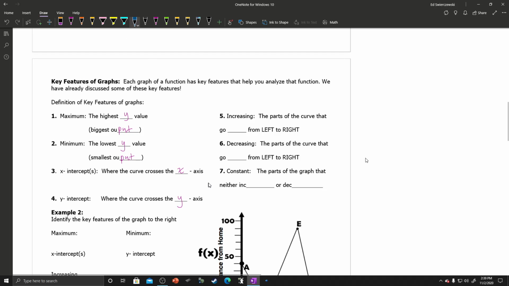And we've talked about where the graph is increasing, decreasing, or constant, but just to remind ourselves, right? Increasing is the parts of the curve that go up from left to right. Decreasing are the parts of the curve or graph that go down from left to right. And finally, the parts of the graph where the graph neither increases or decreases are called constant. So those parts of the graph where it's not going up or down are called constant.